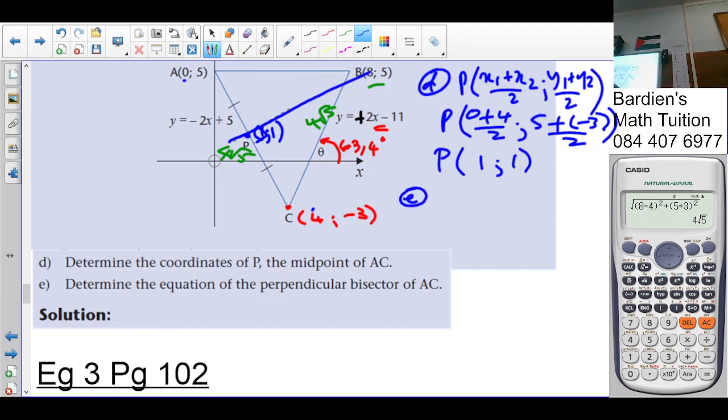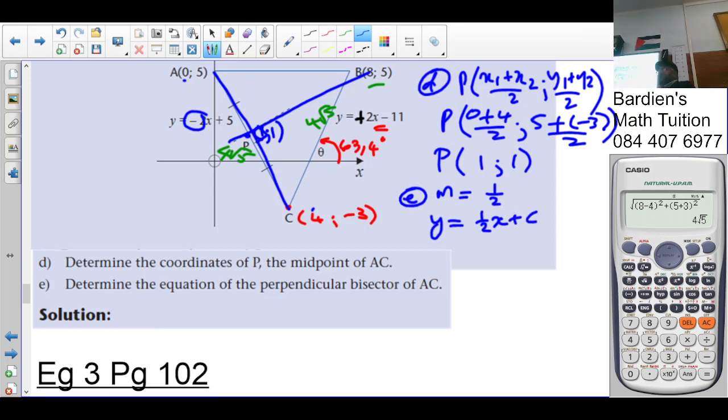So for the perpendicular bisector, the gradient would be what? The gradient of AC times the gradient of this perpendicular bisector will be -1. Why? It's perpendicular. If the lines are perpendicular, the product of the two gradients is -1. You all understand it? So the gradient of AC is -2. So what is the gradient of the perpendicular bisector? Half. Yes. So my equation is y is equal to a half x plus c.